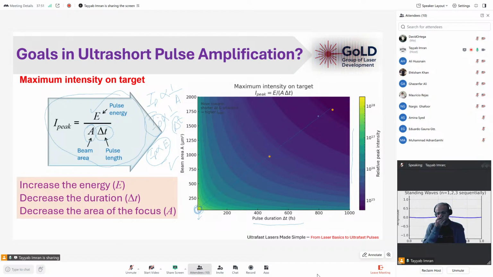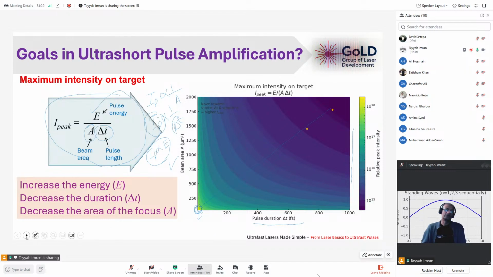Okay, so this is just to visualize or to show you people how it could be. So we need to have a maximum possible intensity. It means maximum possible energy as well. And for this one, we have to take care of beam area, pulse length, and the pulse energy.